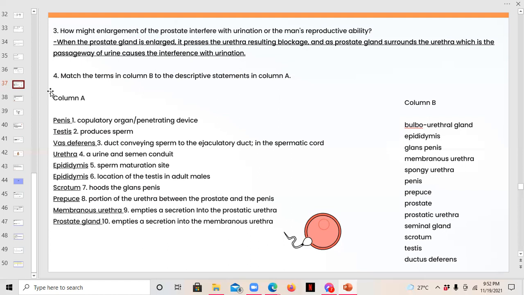Number 5. Sperm maturation site is epididymis. Number 6. Location of the testis in adult males is epididymis. Number 7. Covers the glans penis is scrotum. Number 8. Portion of the urethra between the prostate and the penis is prepuce. Number 9. Empties a secretion into the prostatic urethra is membranous urethra. And number 10. Empties a secretion into the membranous urethra is the prostate gland.